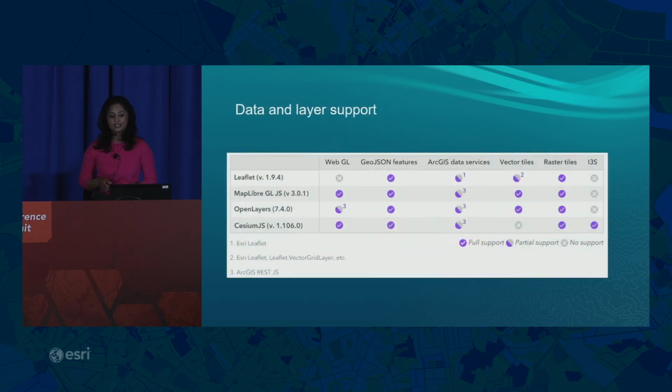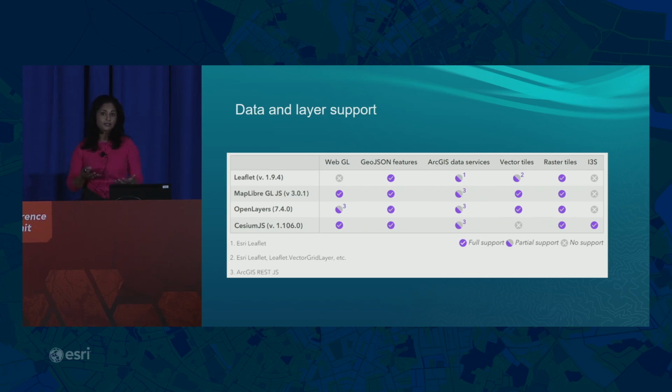And then for data and layer support, Leaflet and OpenLayers do not inherently support WebGL as compared to, say, MapLibre and CesiumJS. But all of them will support GeoJSON features, and all of them, to a certain extent, will support ArcGIS data services. As I said earlier, you can access, say, your feature layer using GeoJSON, but if you want to do additional things like querying your feature service, you would have to use REST.js for that. All of them support map tiles, also known as raster tiles, but CesiumJS does not support vector tile layers. And then for Leaflet and for OpenLayers, you'll need to use an additional plugin.